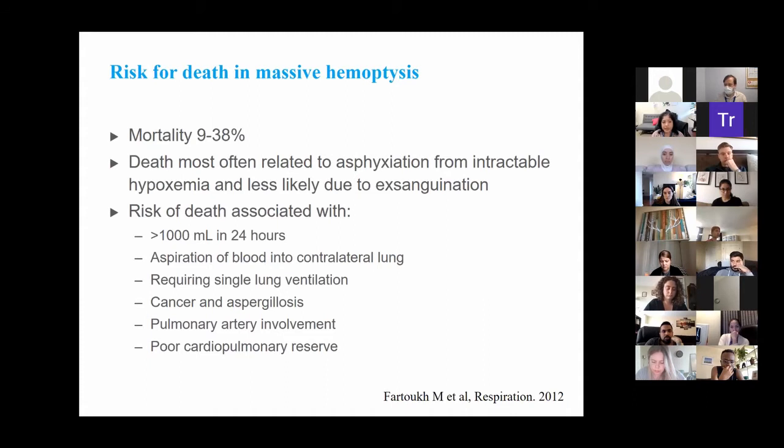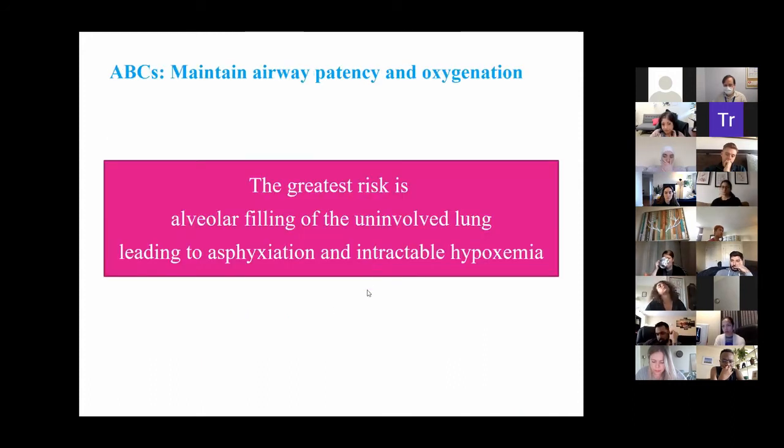So risk of death is associated with greater volumes of blood, if they've already aspirated blood into their good lung, any patient who's requiring single lung ventilation, and if the cause is related to cancer or aspergillosis, that increases mortality. And in those rare cases where it's actually the pulmonary artery involved, that also has a higher risk of death. And then obviously patients with poor cardiopulmonary reserve, who can't handle even a little bit of loss of their alveoli, are not going to tolerate it as well as somebody who's young and otherwise healthy.